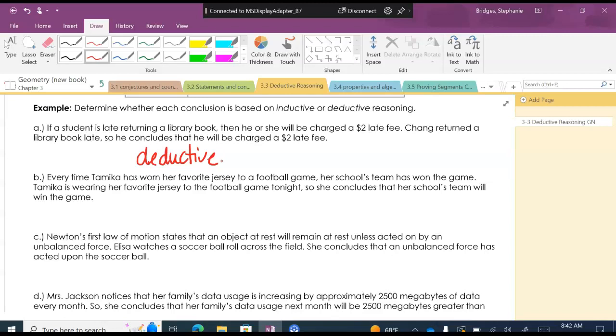Do B, C, and D. We should not be talking. We should be reading and writing inductive or deductive. We should be paying attention. We should be doing B, C, and D. Decide, is it based off of patterns and observations or rules and definitions?